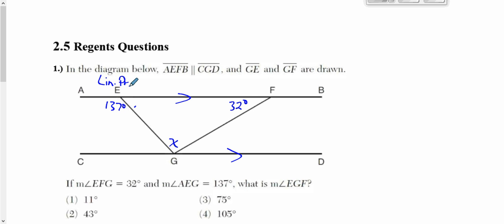Okay, so let's do 180 minus 137. What do we get? 43. So this is 43 degrees. Okay. So now what? Subtract it by 180, subtract both of those. Yeah, so we can do x equals 180 minus 43 minus 32, right? So what do we get for that?